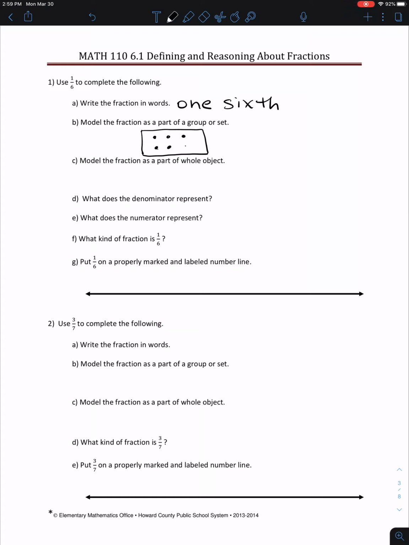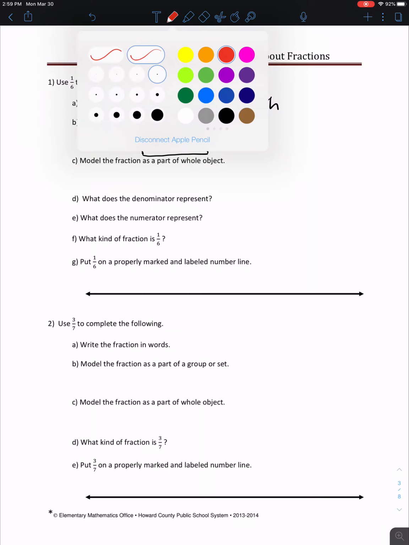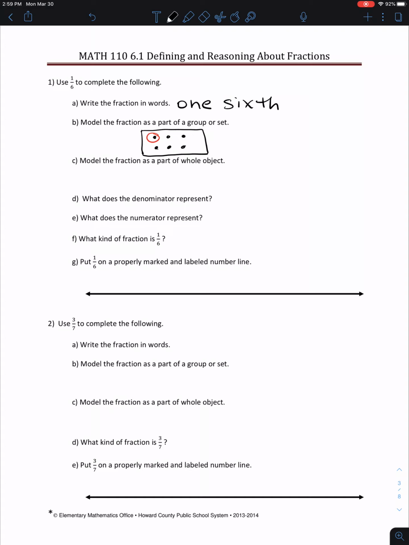And so what we want is to have enough dots to represent the bottom number. So there's 6 things total, but of those 6 things, we're only choosing one of them. So in this case, circling just one of them would represent the fraction 1 out of 6. All right.